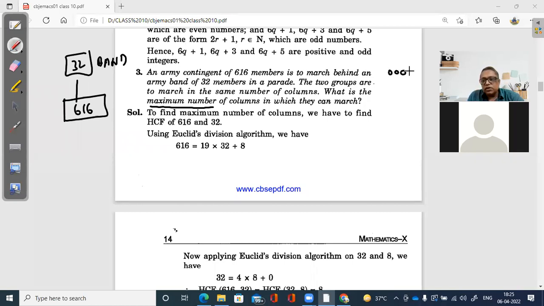formation. ये नहीं कि यहाँ पे 3 है और यहाँ 4 है, ऐसे नहीं होता. Throughout there will be 3 people, right? So इसका maximum ढूंढना है. 32 और 616 का कैसे वो march करेंगे? So as I told you, yeah.